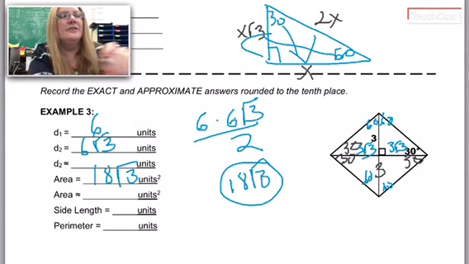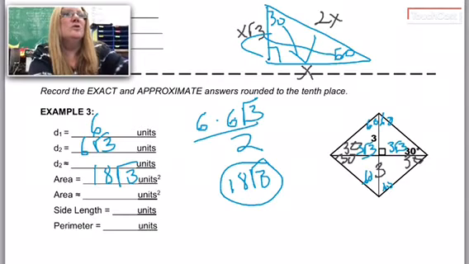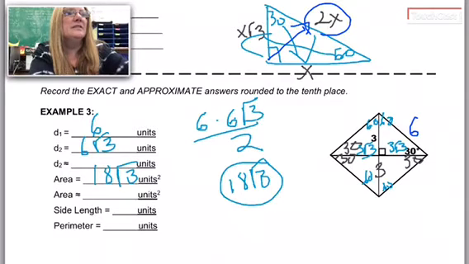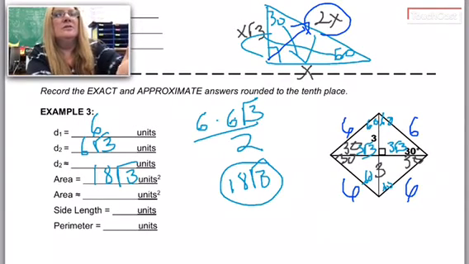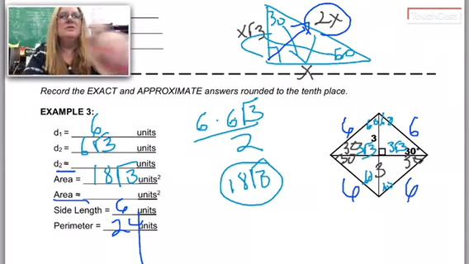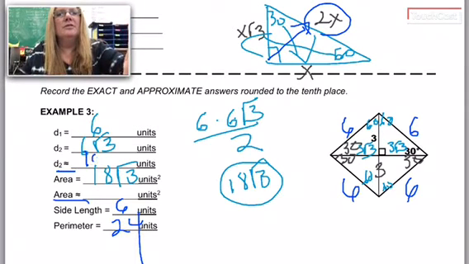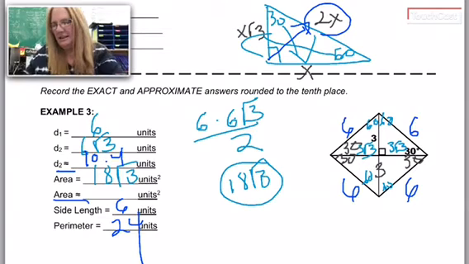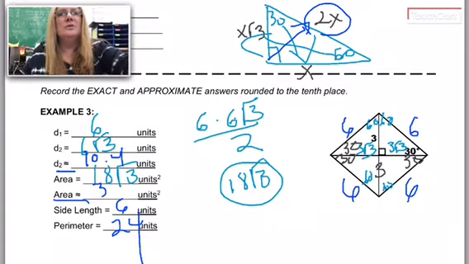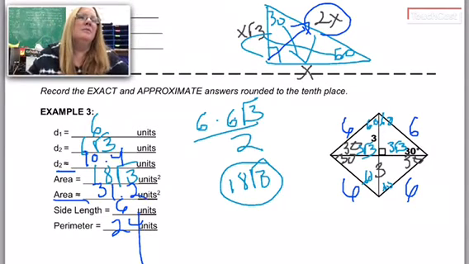And now a side length, okay, well we have, again, 2x is across from 90, and so if x is 3, this is going to be 6. So those are all 6. So side length is 6, perimeter is 24. For the approximate ones, you just use your calculator. 6 times the square root of 3 is approximately 10.4. And 18 times the square root of 3 is approximately 31.2. But the exact is the one that we really want to focus on.